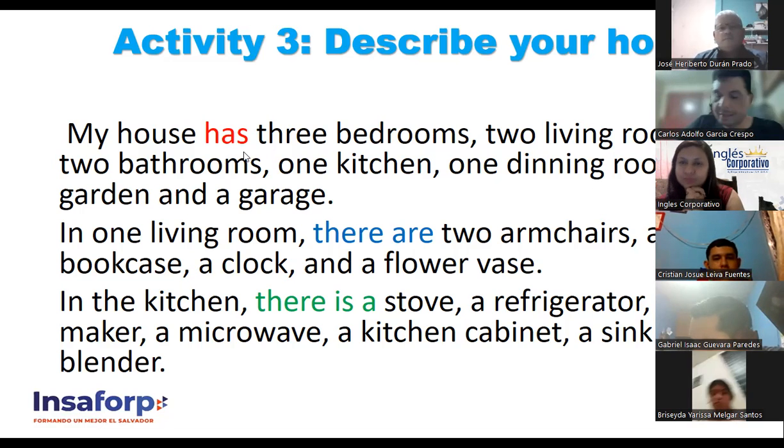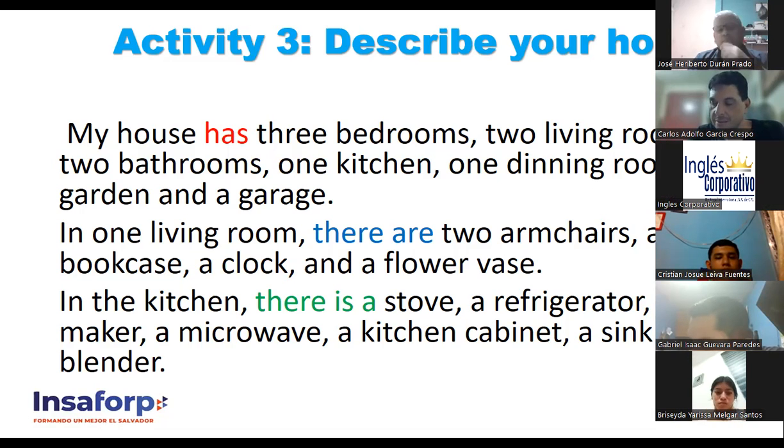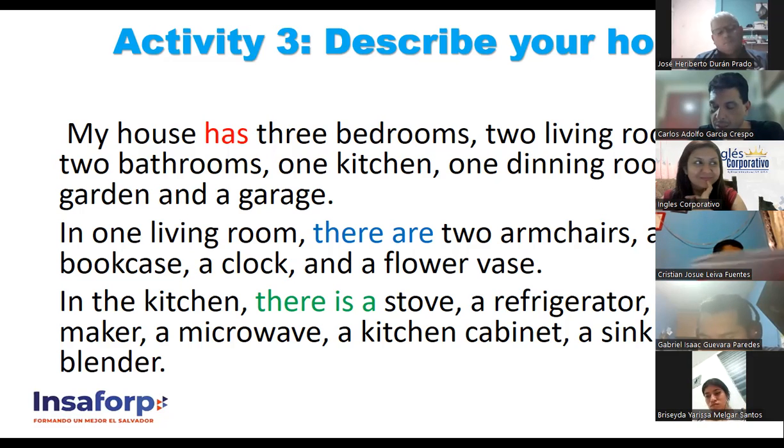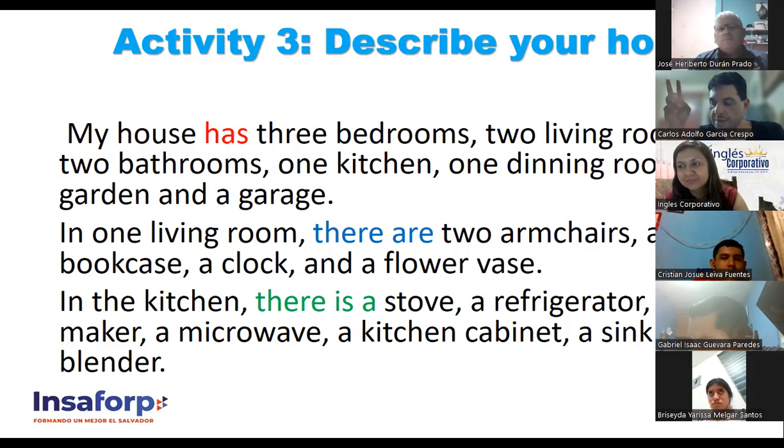In my house has 3 bedrooms, 1 living room, 1 kitchen, 1 dining room, a small garden, and no garage. So in a living room, there are 2 armchairs, a sofa, a clock, a television, some pictures, a calendar, and a mirror. In the kitchen, there is a stove, a refrigerator, a coffee maker, a kitchen cabinet, a sink, and a blender.